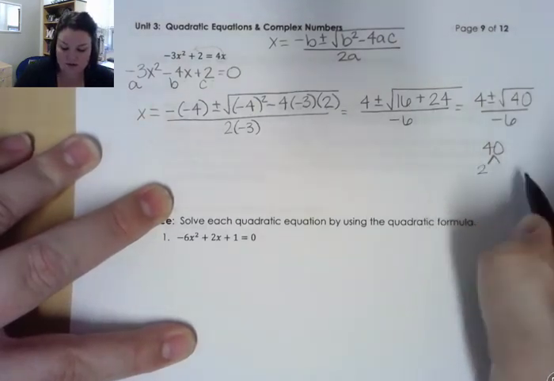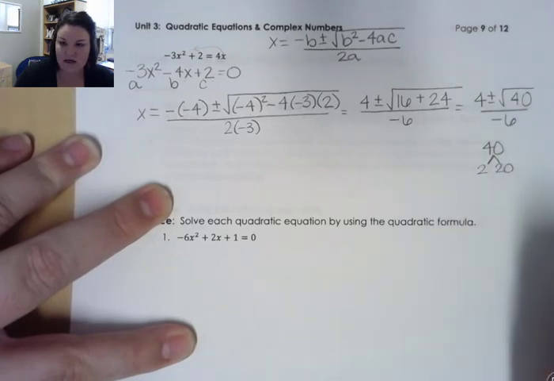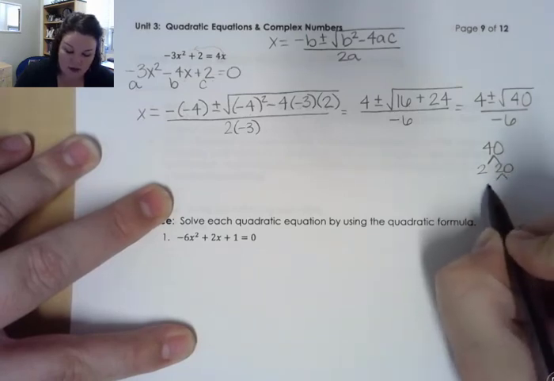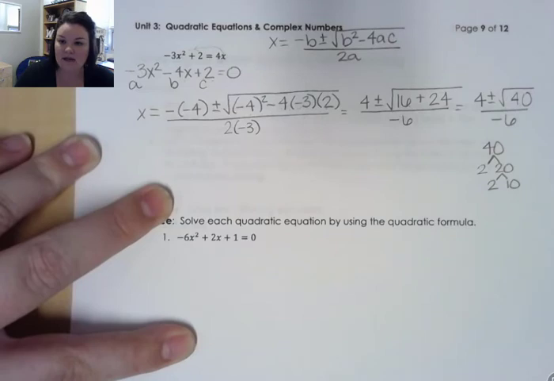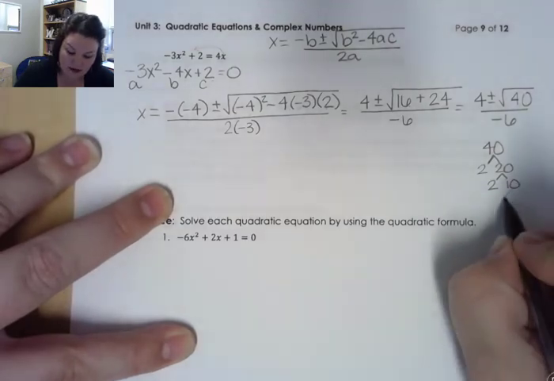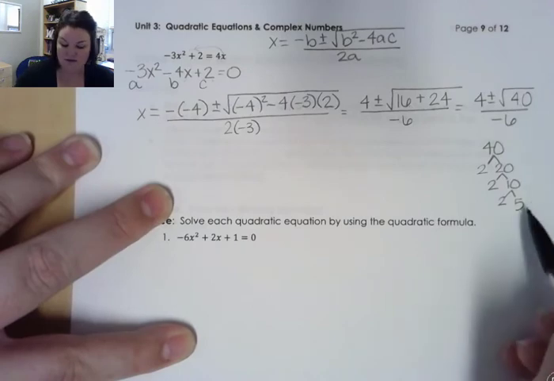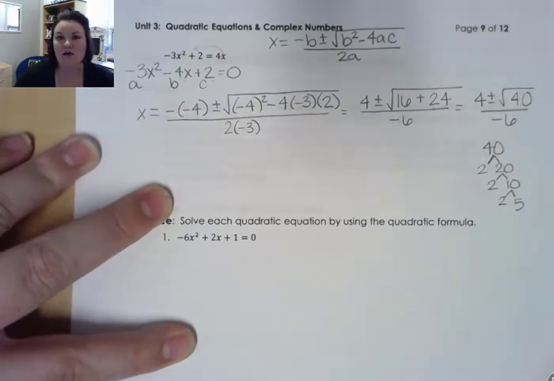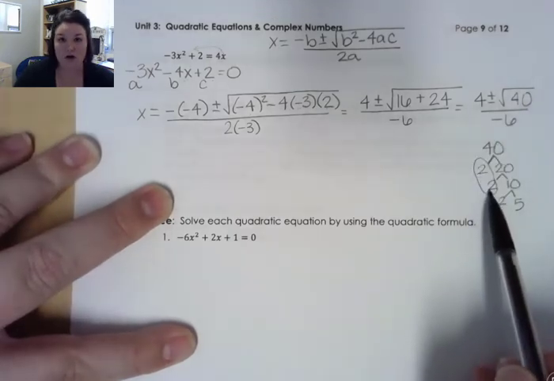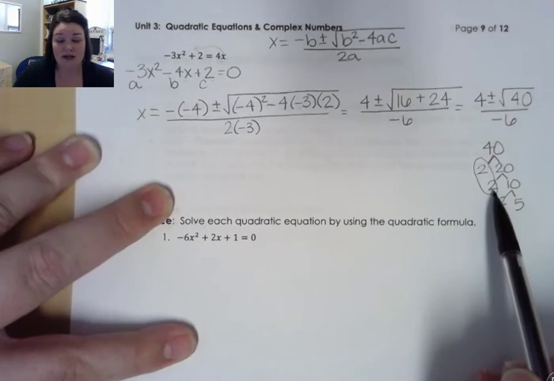So 2 goes into 40 20 times, right? And then I can break 20 down. 2 goes into 20 10 times. And I can break 10 down because 2 goes into 10 5 times. And then 5 is prime. So that's as far as I can go. But notice I do have two copies of a number. I have two copies of a 2, right? 2 times 2 is 4. If I take the square root of 4, it gives me 2.